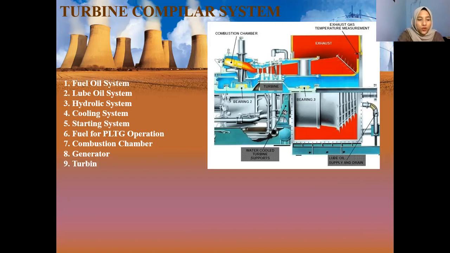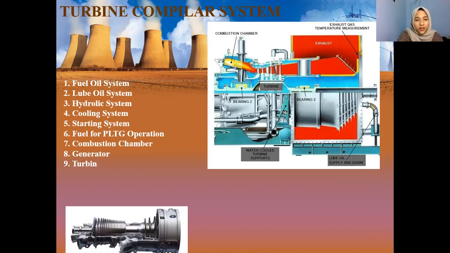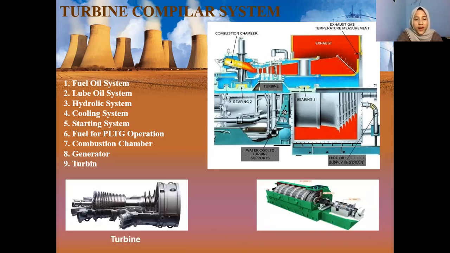Number 7, combustion chamber. The combustion chamber is the room where the combustion process takes place. The initial energy of the fuel is converted into thermal energy in the combustion process. Number 8, generator. And number 9, turbine.